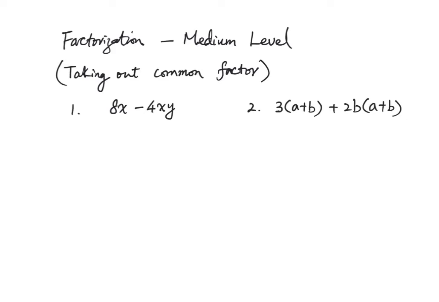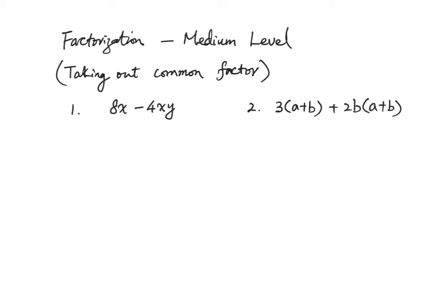Core topic number 4, factorization. This is medium level. For the first skill, taking out common factor, let's see 3 examples.